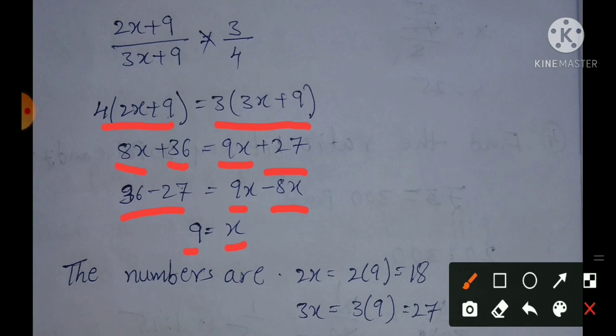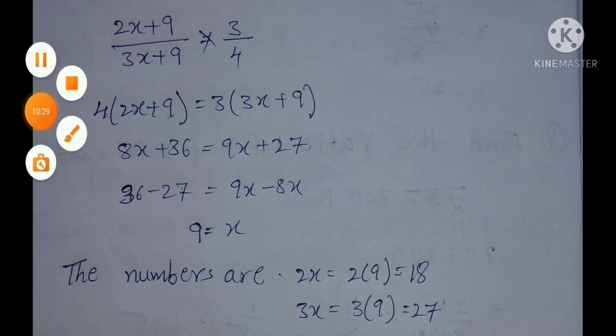Now the two numbers are, first number we assumed 2x, that is nothing but 2 into 9, 18. The second number is 3x, that is nothing but 3 into 9, 27. Okay, the numbers are 18 comma 27.